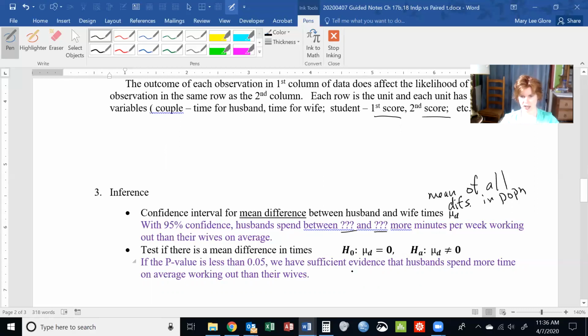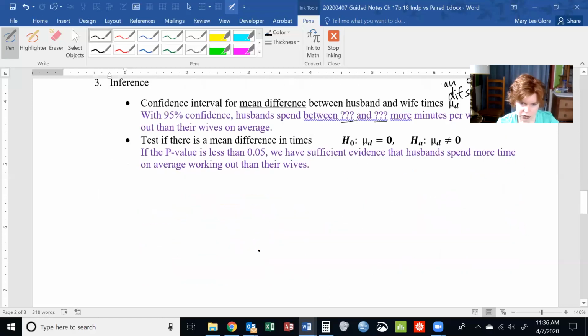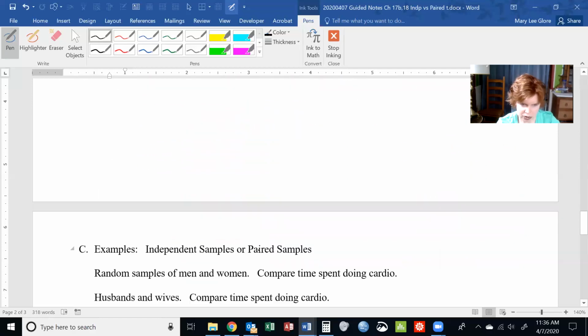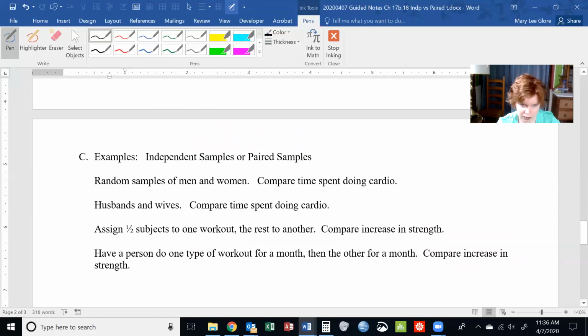So then if that was the case, if the p-value is less than 0.05, we have enough evidence that husbands spend more time on average working out than wives. All right, so let's just do another couple examples trying to figure out what's what.